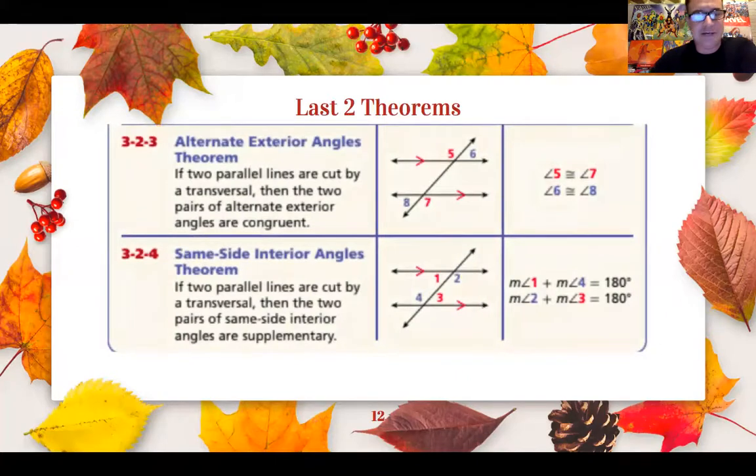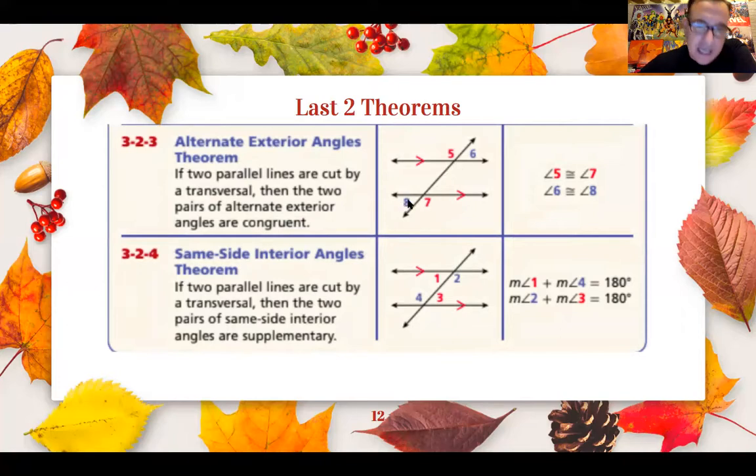The alternate exterior angles theorem, same situation, but what we're looking at now is that 8 and 6 are congruent and 5 and 7 are congruent. The proof of this is almost exactly the same as what we just did, because if you think about it, if I slide 7 up here as corresponding angles to this angle here, that is going to be a vertical angle with 5. So 5 goes to whatever this one is, which goes to 7.